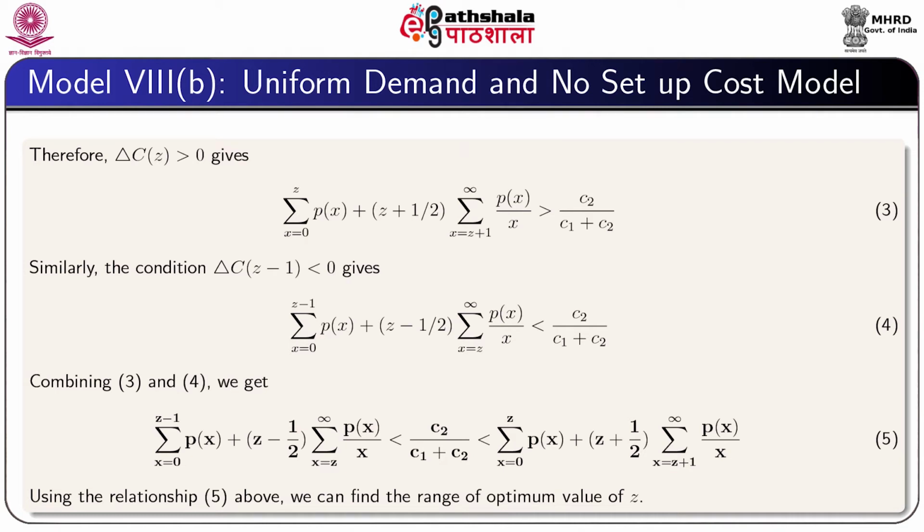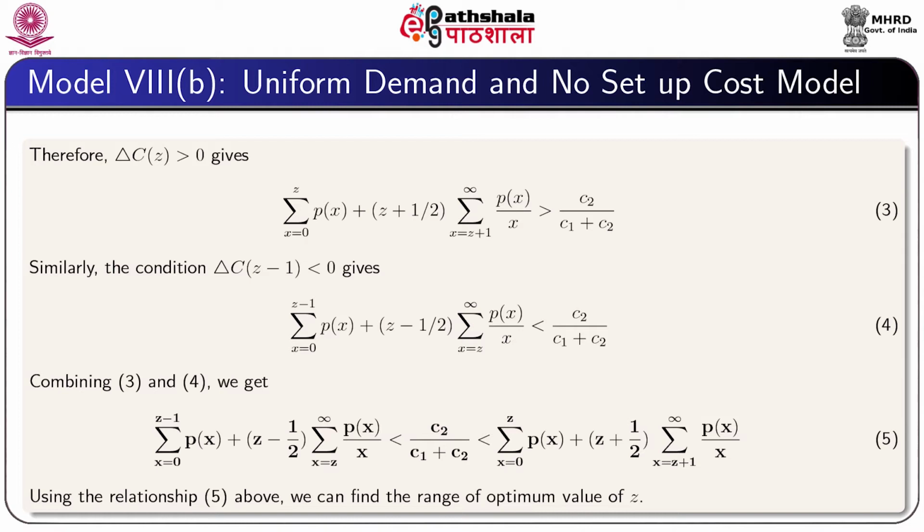Therefore, delta C(z) greater than 0 gives sigma x equal to 0 to z p(x) plus (z plus half) whole into sigma x equal to z plus 1 to infinity p(x) by x, which is greater than C2 by (C1 plus C2). Similarly, if we consider the condition delta C(z minus 1) less than 0, then we get sigma x equal to 0 to z minus 1 p(x) plus (z minus half) whole into sigma x equal to z to infinity p(x) by x is less than C2 by (C1 plus C2).